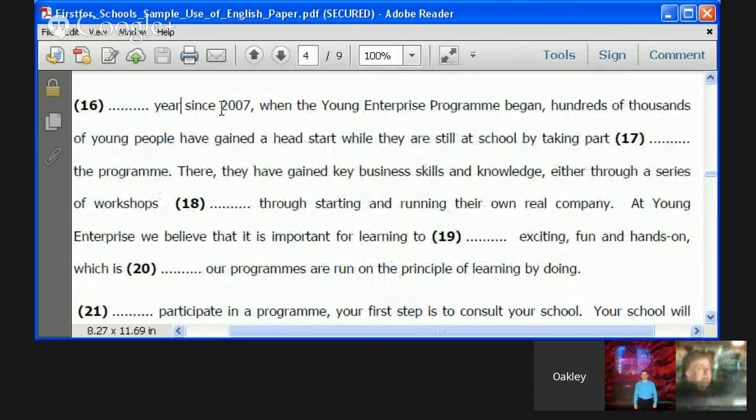Obviously, there have been many years since 2007. Unless this article was written in 2008, and then it would be the year since 2007. It's strange. Okay. Anyway, all right. Ken, try the next sentence here. They have gained key business skills and knowledge, either through a series of workshops or through starting and running their own real company.